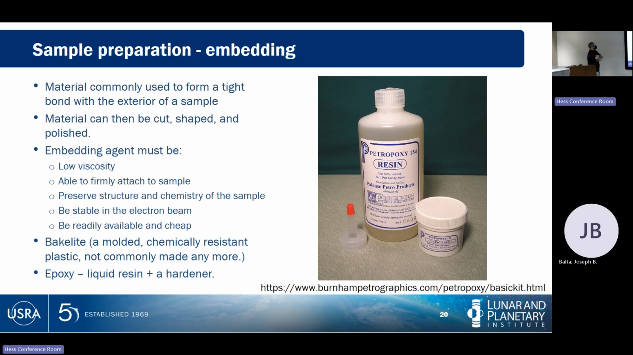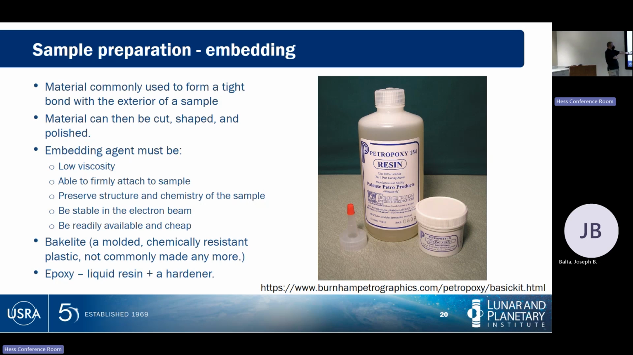The rules for what your embedding agent must be: it has to be low enough viscosity, because if it's too sticky, it will never surround your material. It has to be able to firmly attach to the sample. It can't chemically or structurally interact with the sample. It has to be stable in the electron beam and relatively available and cheap enough that nobody's going to care if we buy the stuff. Because if it costs $10,000 to buy a bottle of something, you're not buying it. Not for this purpose.